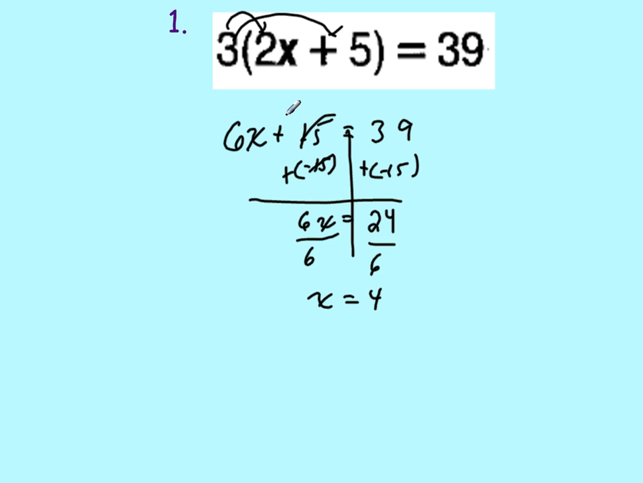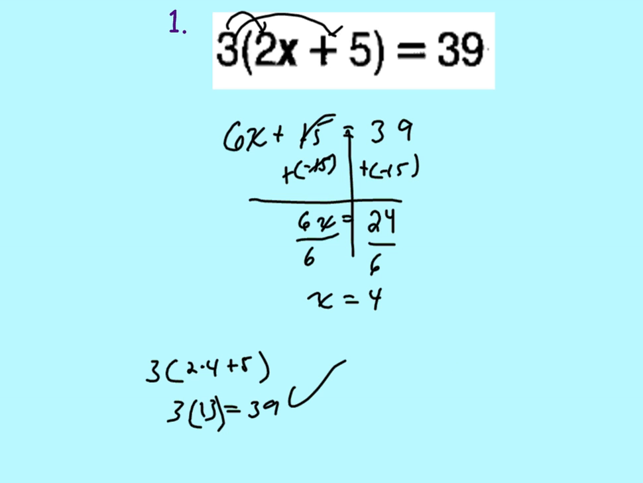And let's just check. Let's evaluate the expression, see if we get 39. So we do 3, and then 2 times 4 plus 5. Well, 2 times 4 is 8. 8 plus 5 is 13. So it's 13 inside, and then 3 times that, so it does check out. So 3 times 13 does equal 39.